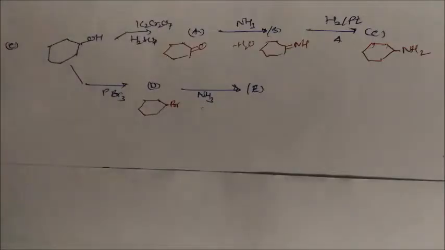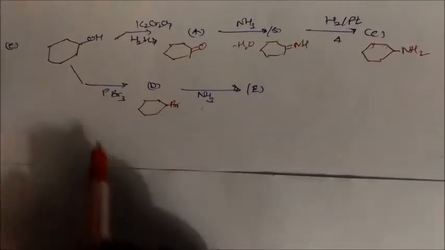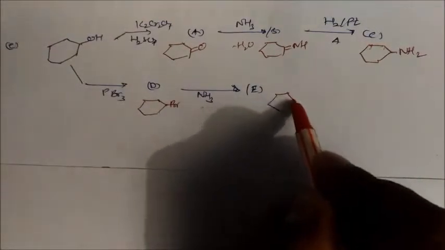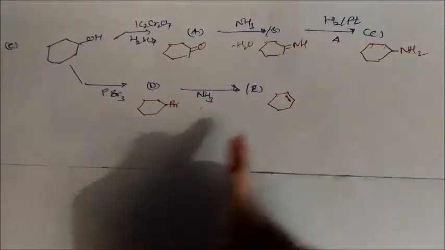Now if you are using PBr3 on this compound, you will get the product by a substitution reaction. You will get Br here, and if you are using NH3, then what will happen? In the presence of ammonia, dehydrohalogenation takes place, and it will convert into a cycloalkene. So this is the answer.